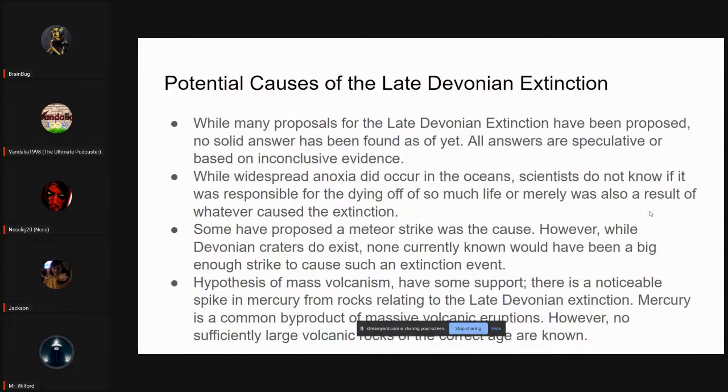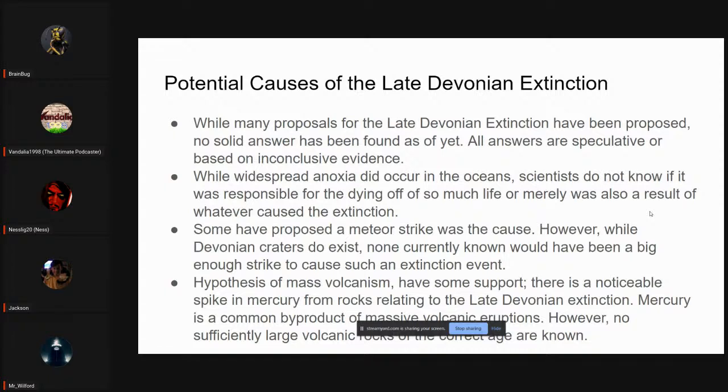Right. As for the potential causes of this, while we do have the widespread anoxia, we don't know what caused that. We don't really have an idea. And we're not even sure if it's responsible for the dying off or was also a result of something else that caused the killing first, or at least in tandem. So while there are plenty of proposals that have been given for what caused the Late Devonian extinction, we don't have a solid answer. And all the potential ones are speculative or based on inconclusive evidence.